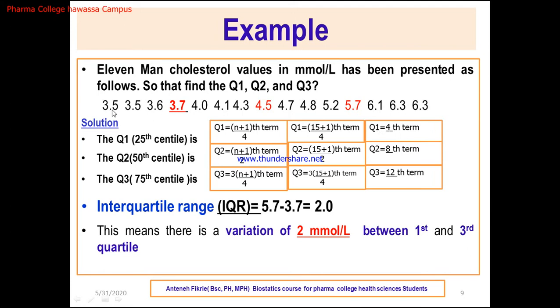First we need to sort our data in ascending order. Already the data has been sorted. So we go to the fourth term: first, second, third, fourth. Here it is. The fourth observation is our first quartile. That means 3.7 millimole per liter.